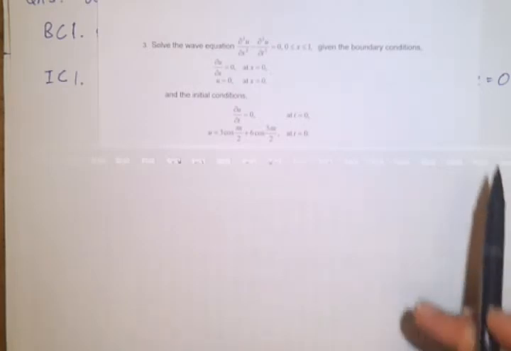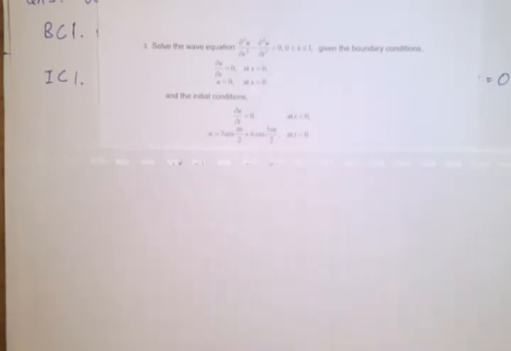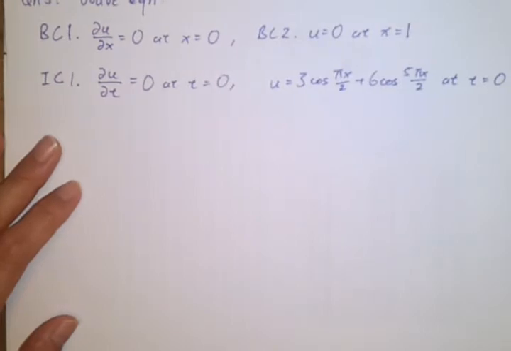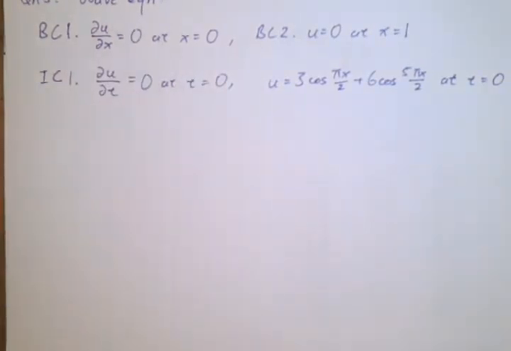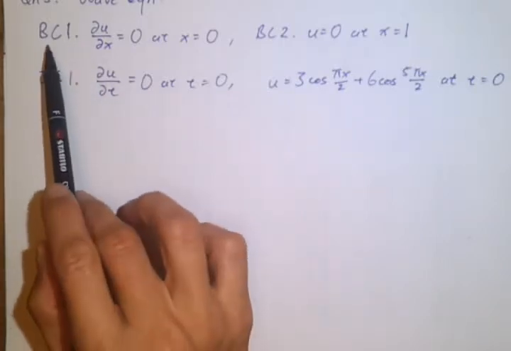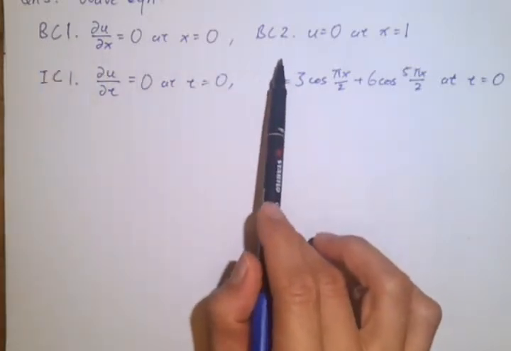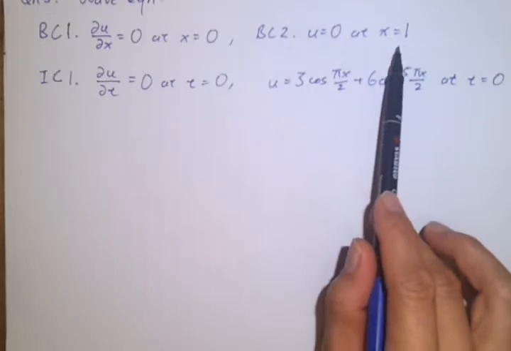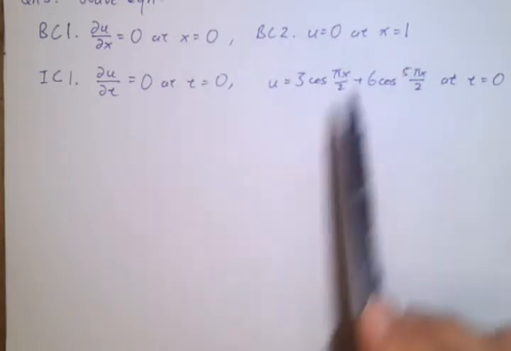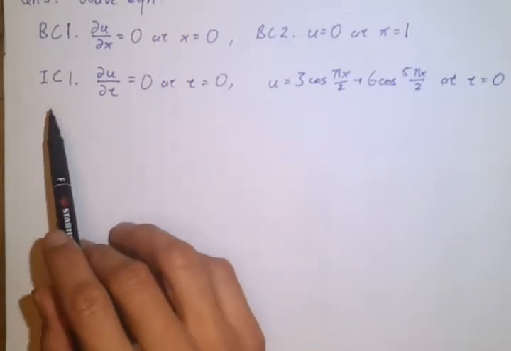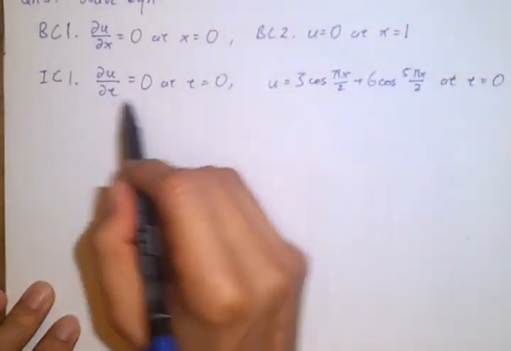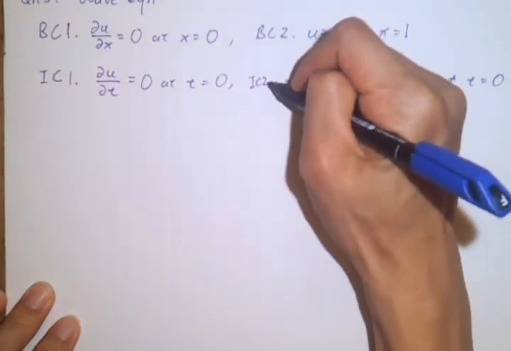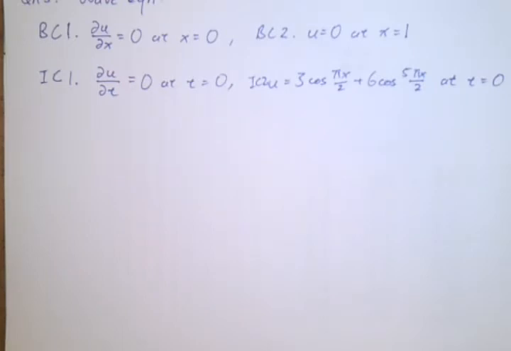Okay, now let's move on to question 3. Question 3 is again the wave equation, right? So I'm again going to summarize the question. Question 3 again is a wave equation, and as with all wave equations, you are given two boundary conditions, boundary condition 1 and 2, which tell you what happens at the two boundaries at x equals 0 and at x equals 1. So the two ends are x equals 0 and x equals 1. And also two initial conditions, initial condition 1 and initial condition 2. Okay? Alright, so let's start.